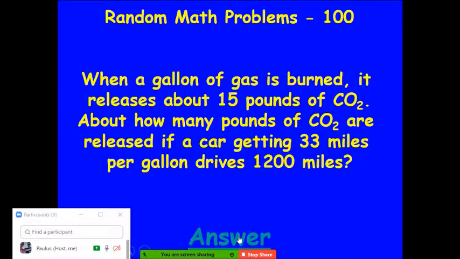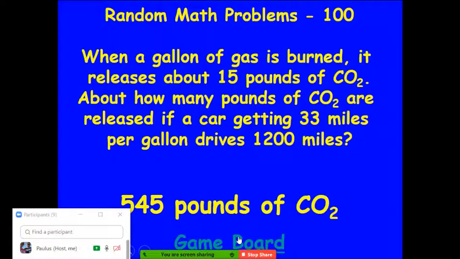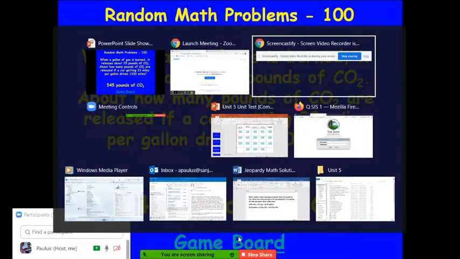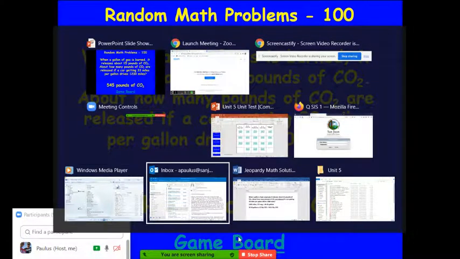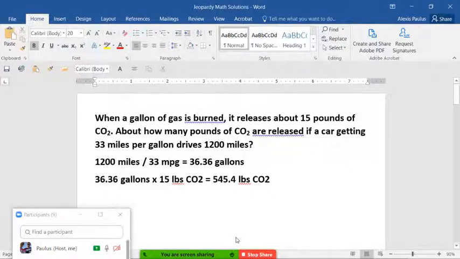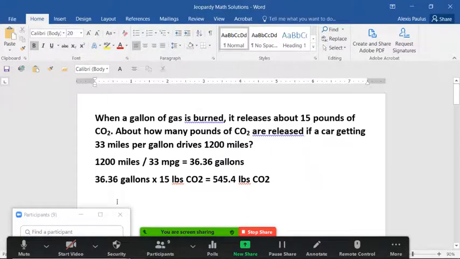All right, here we go. All right, so it's about 545 pounds. And let me hop to my other document. Bam. All right.